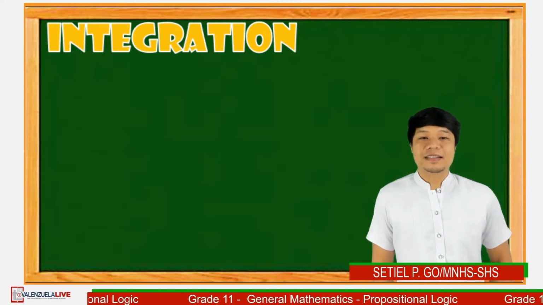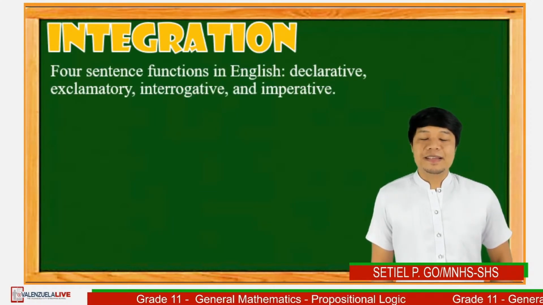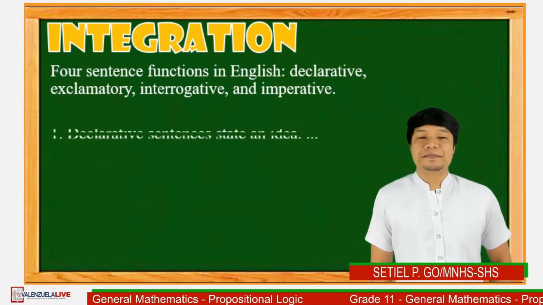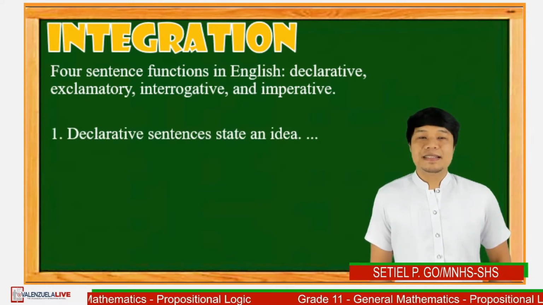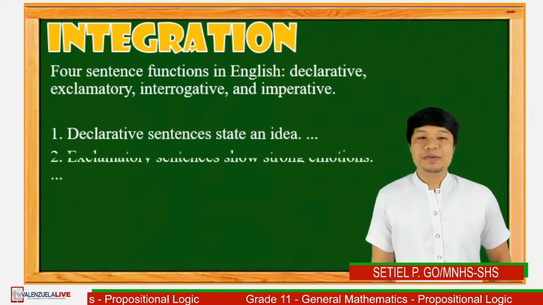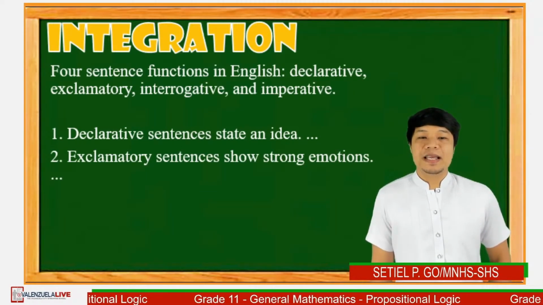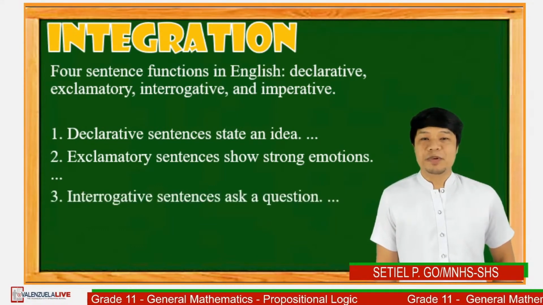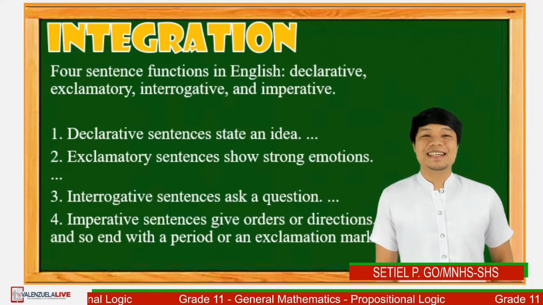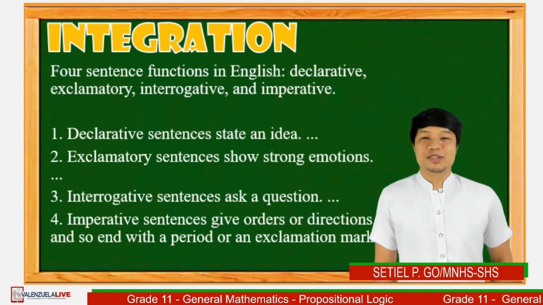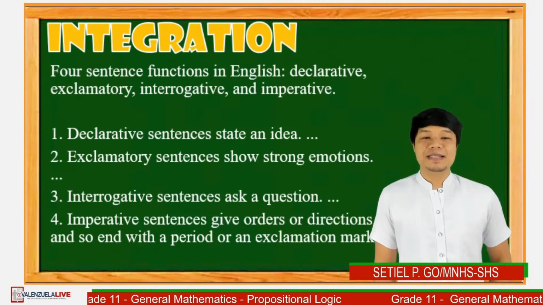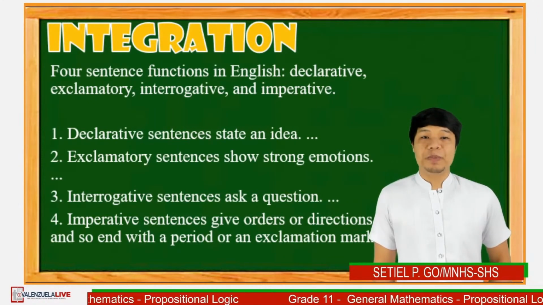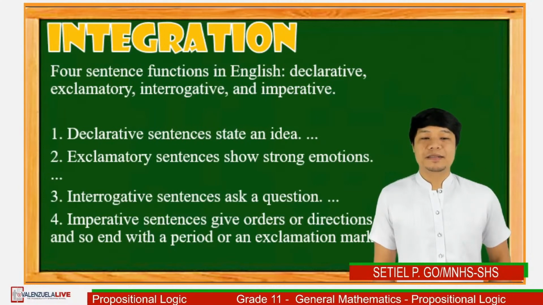These are declarative, exclamatory, interrogative, and imperative. Number 1, declarative sentence states an idea. Number 2, exclamatory sentences show strong emotions. Number 3, interrogative sentences ask questions. Number 4, imperative sentences give orders or directions and so end with a period or exclamation mark.